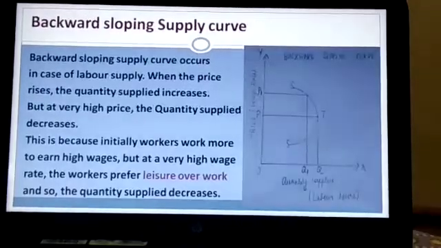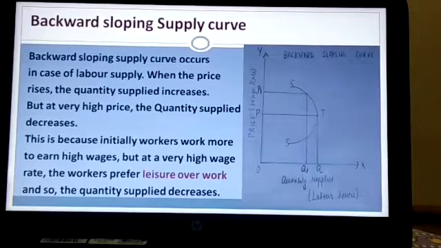Okay. We move on to the backward sloping supply curve. What is meant by a backward sloping supply curve and what are the cases of it? We will deal with it. Backward sloping supply curve occurs in the case of labor supply. Let us read first. When the price rises, the quantity supplied increases, but at a very high price, the quantity supplied decreases. Why? This is because initially workers work more to earn high wages, but at a very high wage rate, the workers prefer leisure over work, and so the quantity supplied decreases.